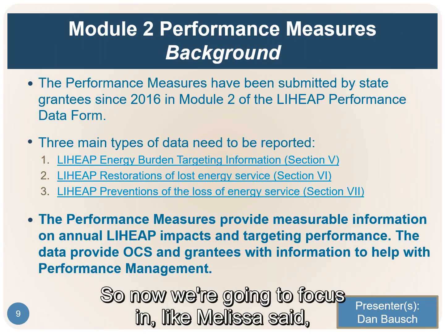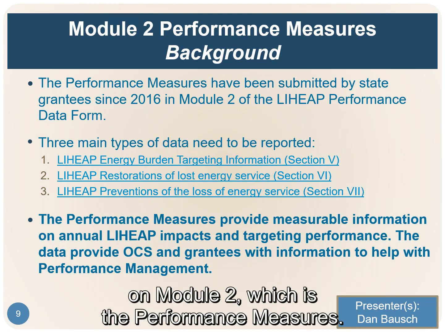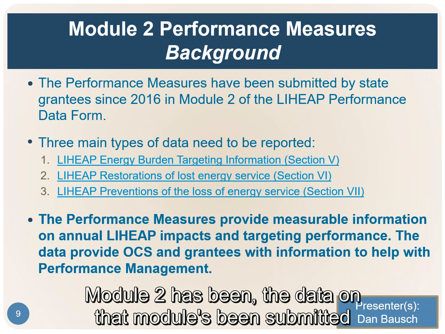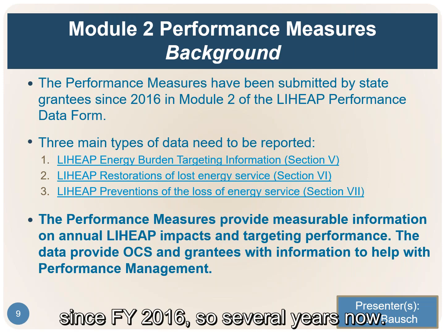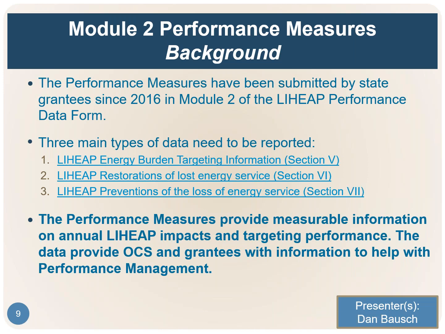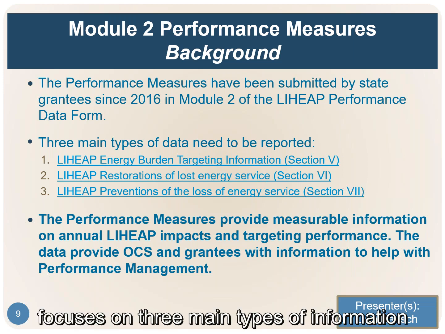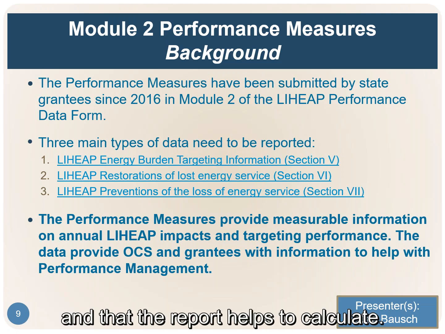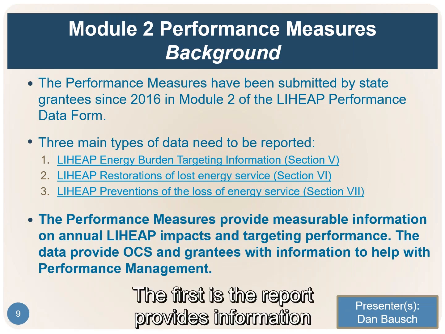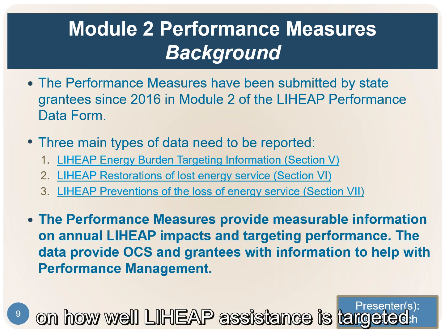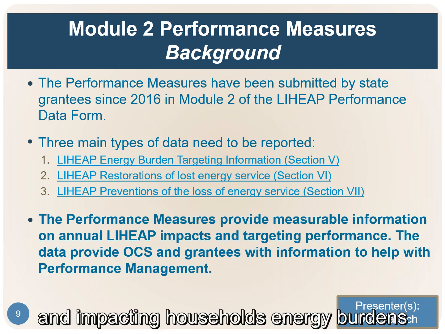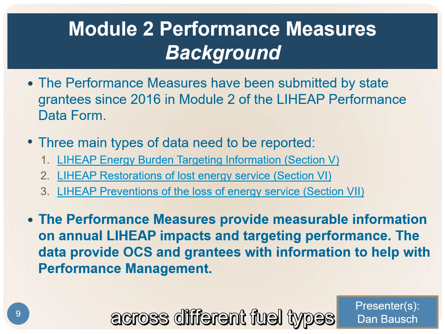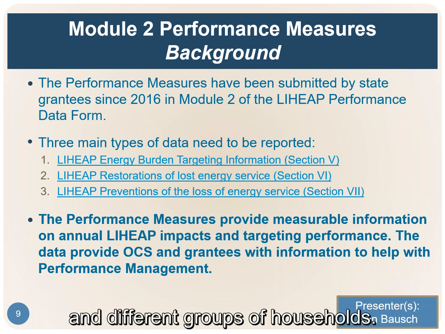So now we're going to focus in, like Melissa said, on Module 2, which is the performance measures. The data on that module has been submitted since FY 2016, so several years now. The performance measures focuses on three main types of information that need to be reported and that the report helps to calculate. The first is the report provides information on how well LIHEAP assistance is targeted and impacting households' energy burdens across different fuel types and different groups of households.